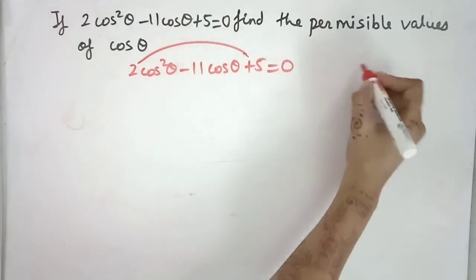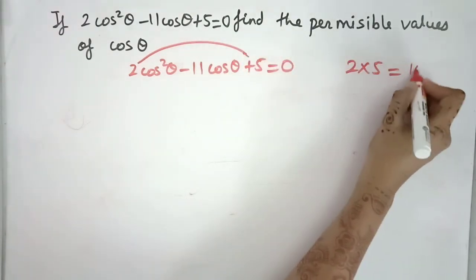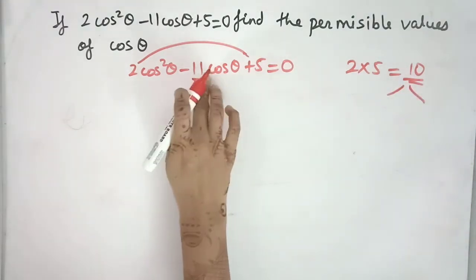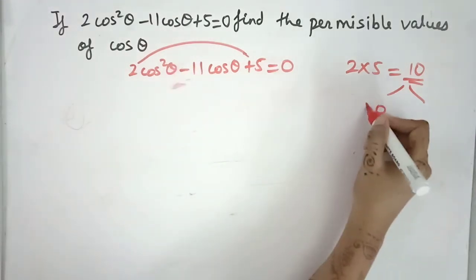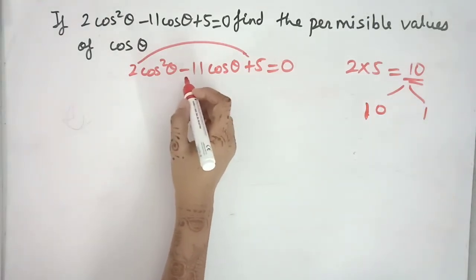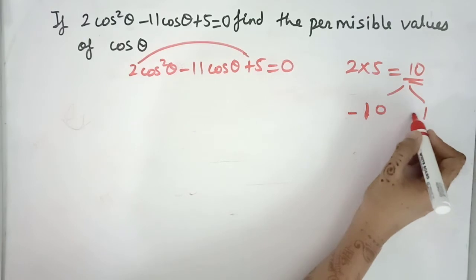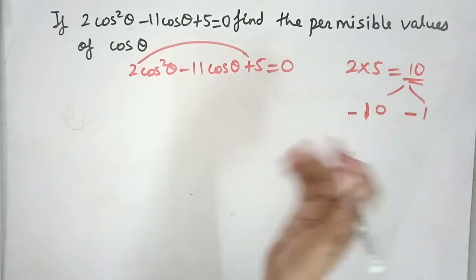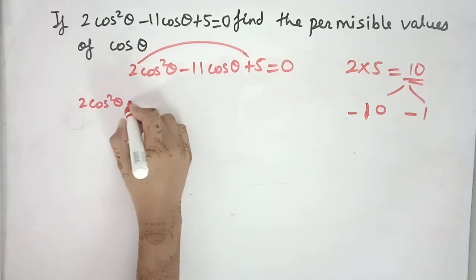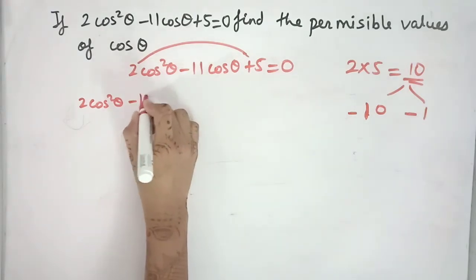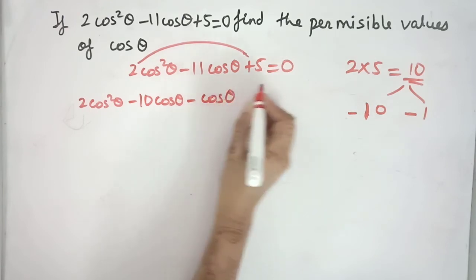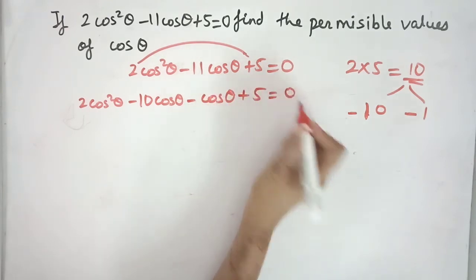2 into 5 is 10. We have to take the factors of 10 whose sum will be 11. Now 10 ones are 10, and 10 plus 1 will be 11. But 11 over here is minus, so we will take both minus. Minus 10 and minus 1 will be minus 11. So 2 cos square theta, we will split 11 cos theta as minus 10 cos theta minus 1 cos theta, plus 5 is equal to 0.